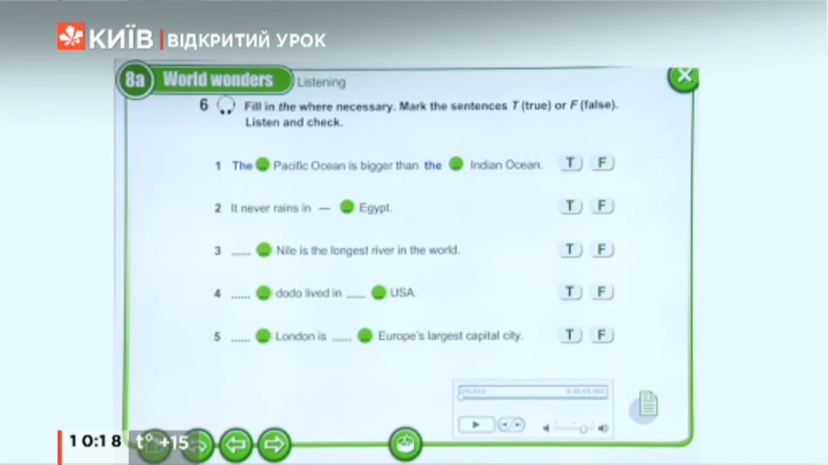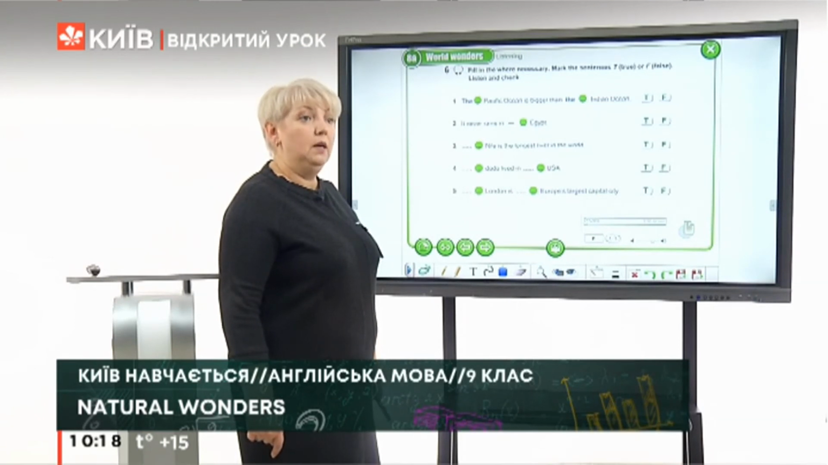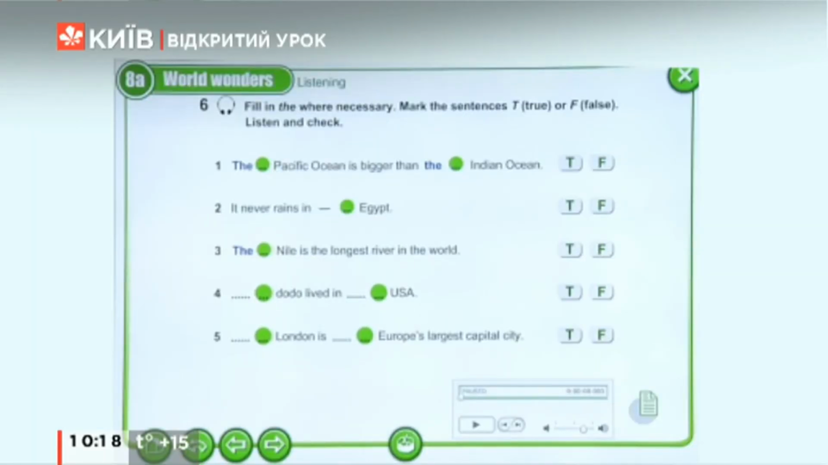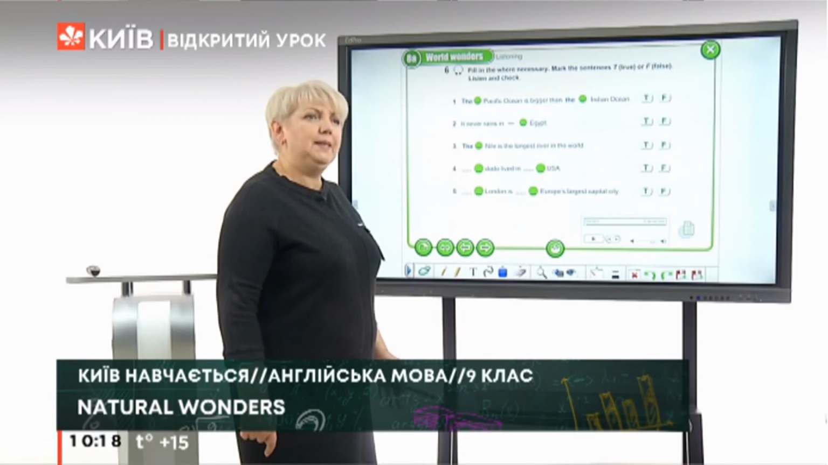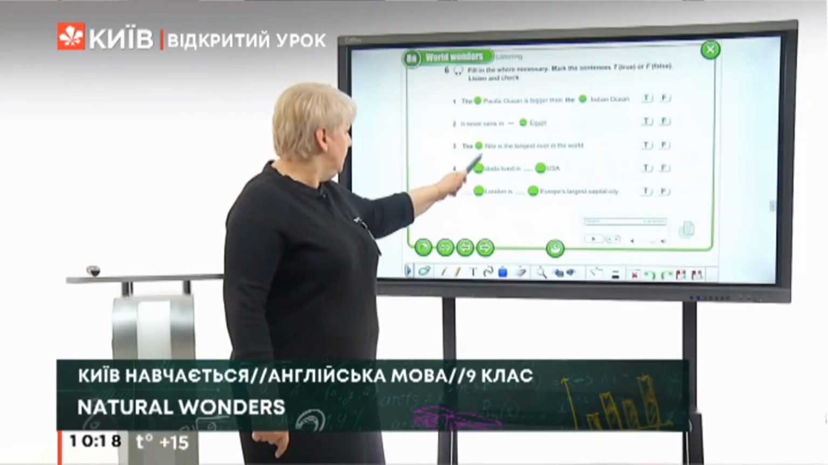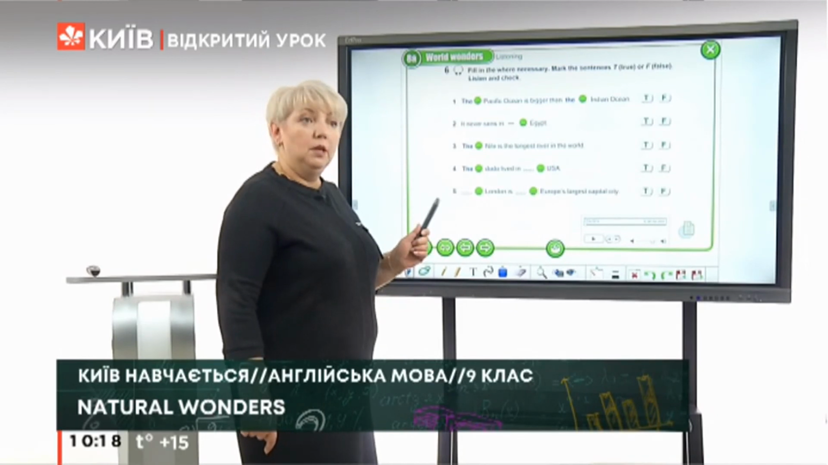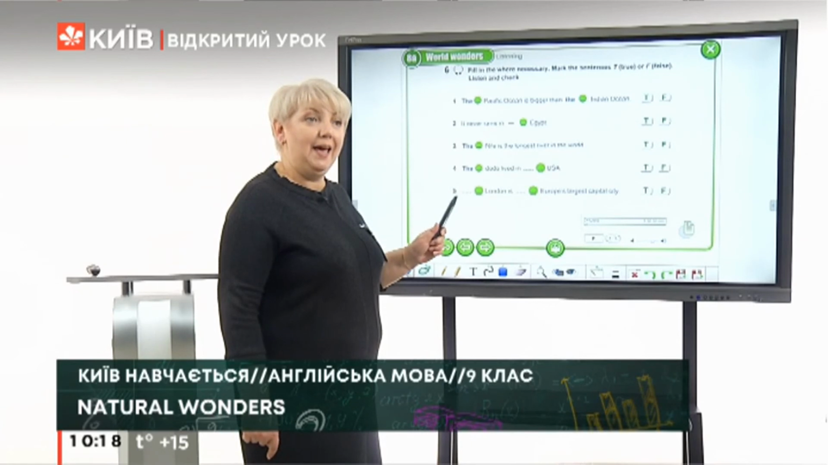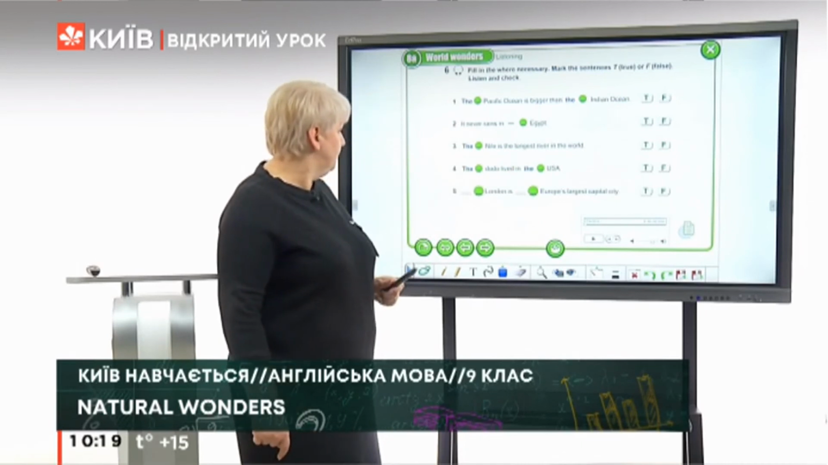Nile is the longest river in the world. Nile is a river, a water resource. That's why we put the article. Dodo lived in USA. Dodo is a bird, an extinct bird. It's a representative of the whole class of birds. That's why the. Dodo lived in USA. It's a country. We don't put articles before countries, but the main word here is states. That's why we put the article: the USA.